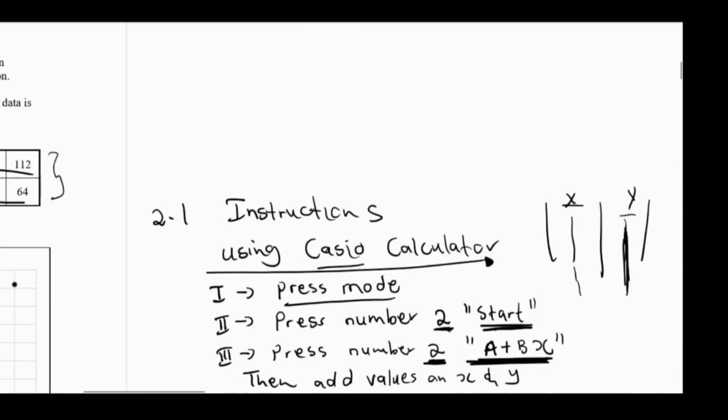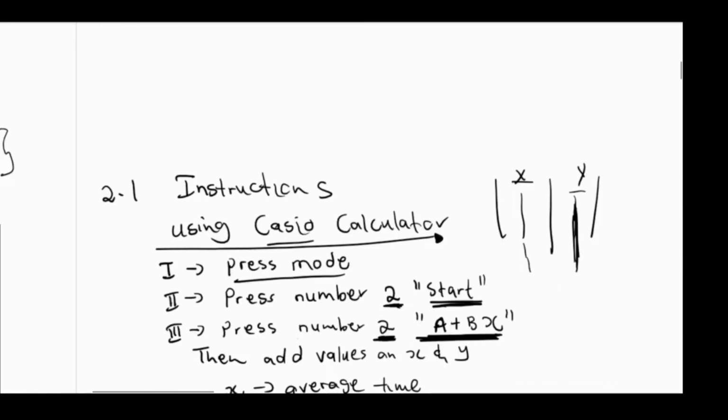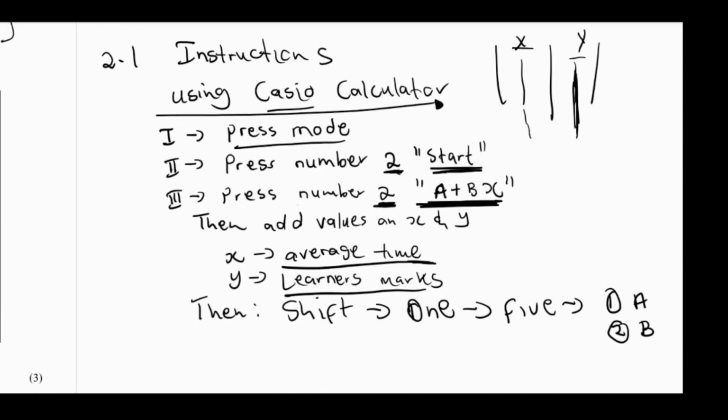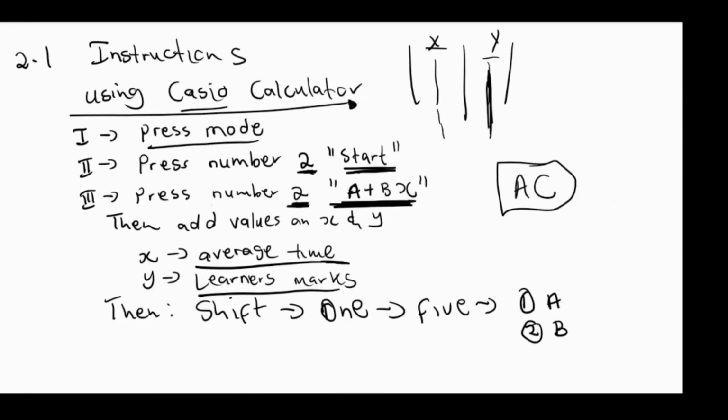Once you're done, you're going to press escape. Not escape, sorry, you're going to press AC on your calculator. It's the big button written AC. After that, you will press shift and then number 1 on your calculator. After pressing number 1, you're going to press number 5, which will take you to the regression section.